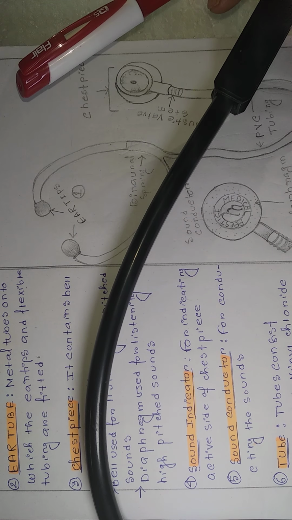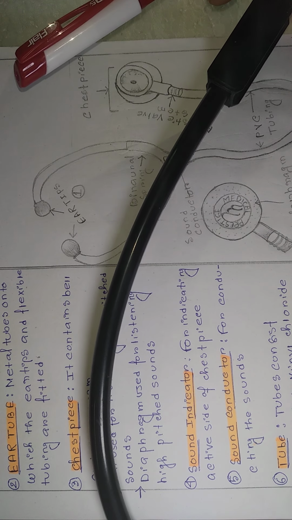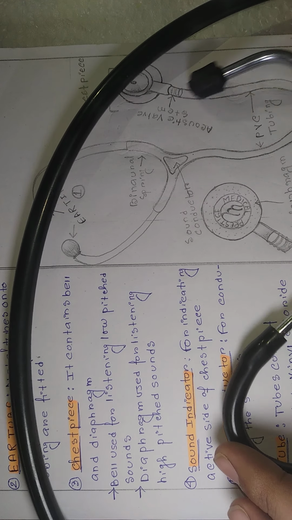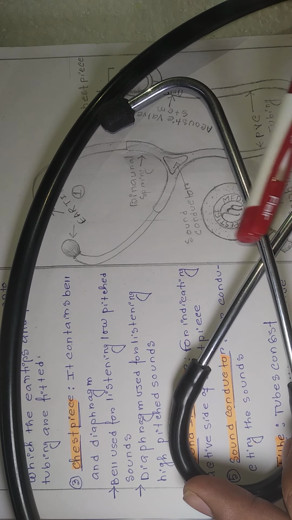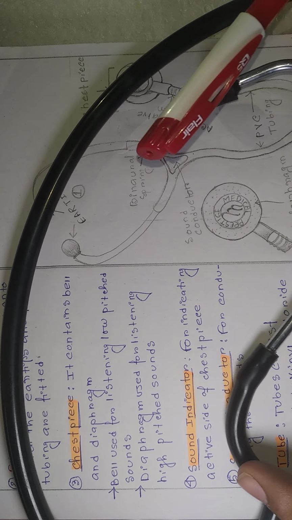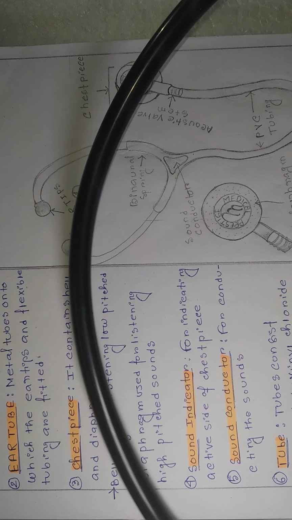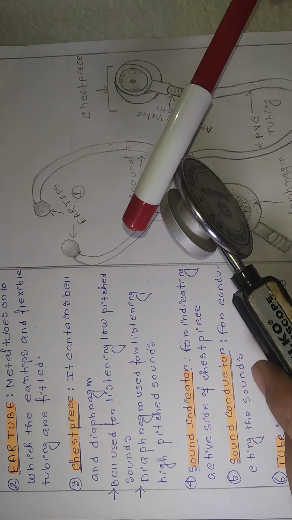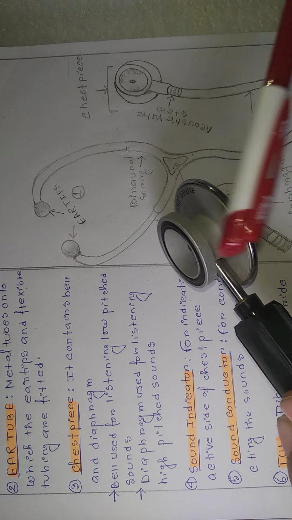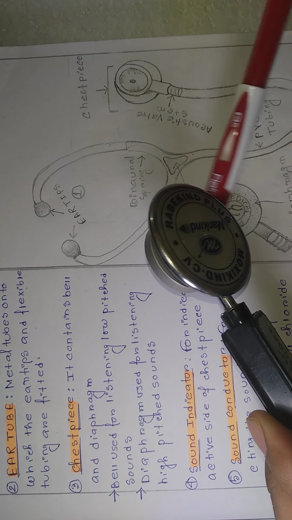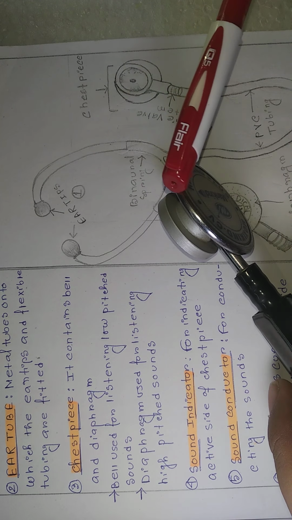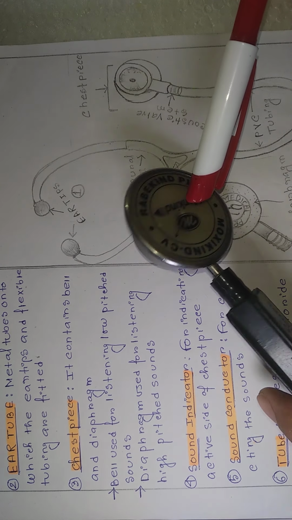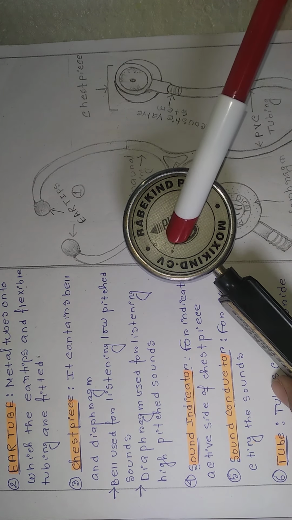Number 2, the ear tube. That is the ear tube of the stethoscope. This metal portion is called the ear tube. And the chest piece is very important for a stethoscope. This whole portion is called the chest piece. The chest piece contains two parts. One is the diaphragm. This front side part is called the diaphragm.